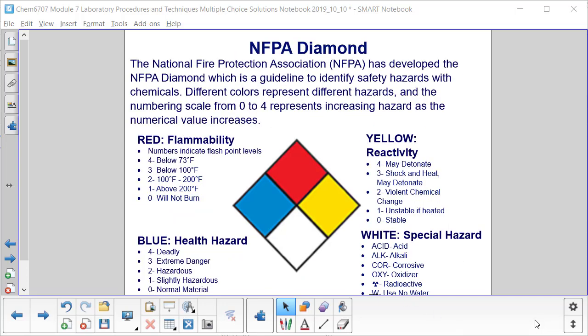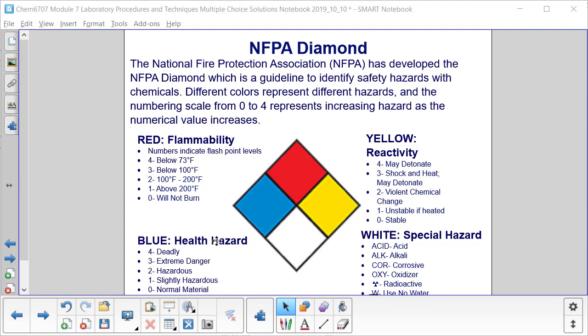NFPA Diamond. The National Fire Protection Association, or NFPA, has developed the NFPA Diamond, which is a guideline to identify safety hazards with chemicals. Different colors represent different hazards, and the numbering scale from 0 to 4 represents increasing hazard as the numerical value increases. So red is for flammability, starting at 0 will not burn, up to 4 where it will burn below 73 degrees Fahrenheit. So keeping in mind room temperature about 72.